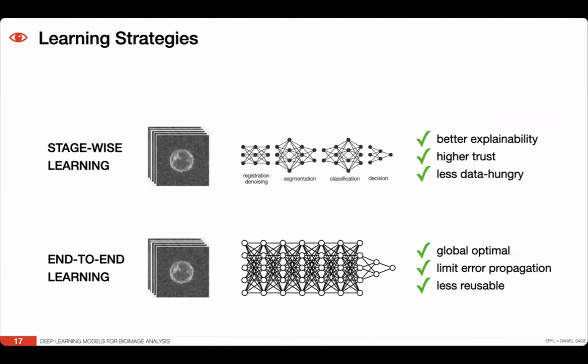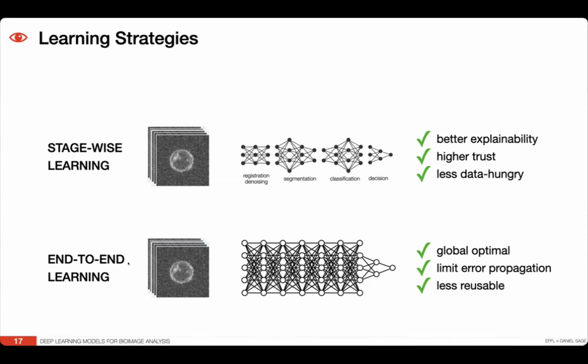Learning strategy. Yeah, I will be fast here. So we have mainly two ways to see the learning. One is decomposing each step: let's say pre-processing, denoising, segmentation, classification, decision. For each step we can use an AI model to do the task. The advantage of that one is that we have better explainability because we have points where we can have a look at the images. So we can trust this kind of system, and it's less data hungry.